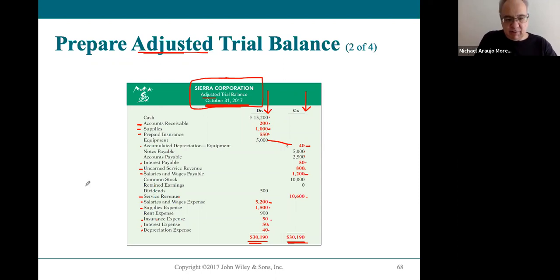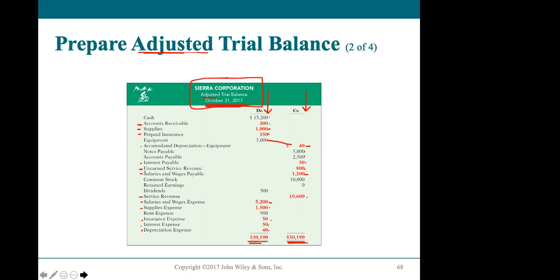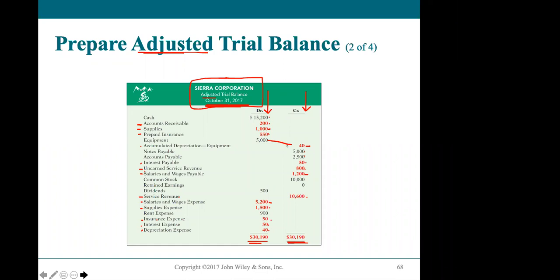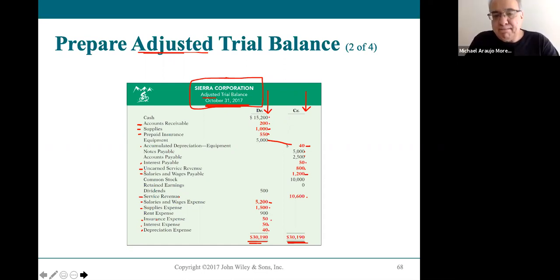Yes, question. If there was a buildings account, would accumulated depreciation for equipment come after equipment or after buildings? So buildings would have its own accumulated depreciation account, just like equipment has its own accumulated depreciation account. So those would have their own accumulated depreciation accounts together, to answer your question. So each accumulated depreciation account comes right after the account that it's for? Yeah, that's correct. Thank you. Sure.